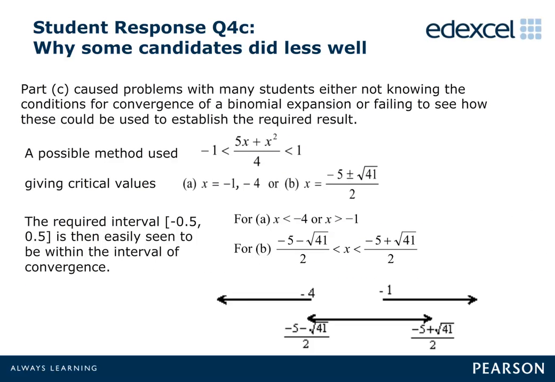As stated earlier, it was Part C which caused the most difficulty. For some candidates, the problem was either not knowing the conditions for convergence of a binomial expansion, or failing to see how these could be used to establish the required result. Successful candidates knew that condition, and also how to approach showing the required result. This slide shows one possible approach, and the next slide a second.